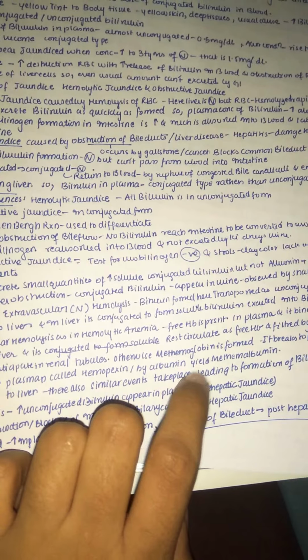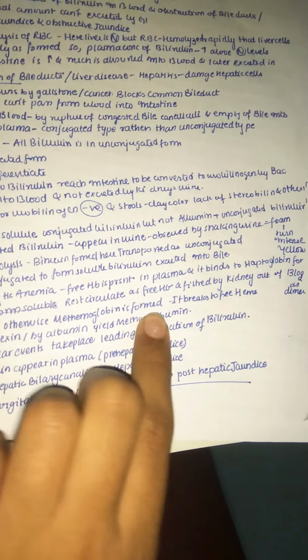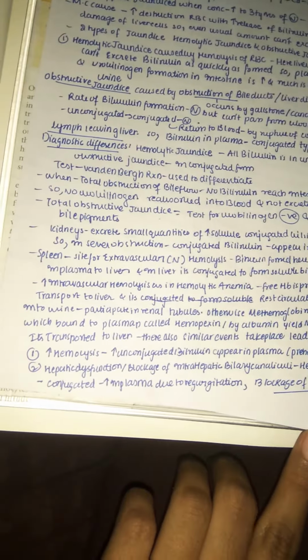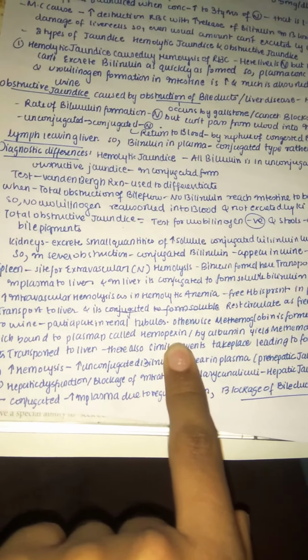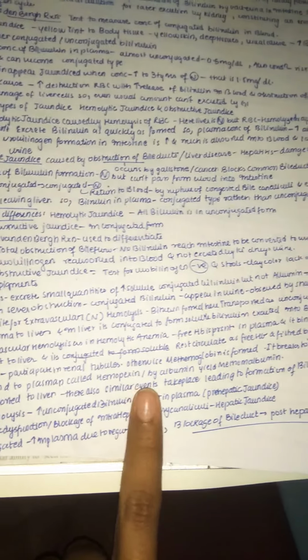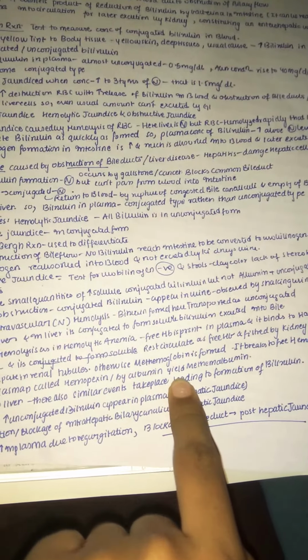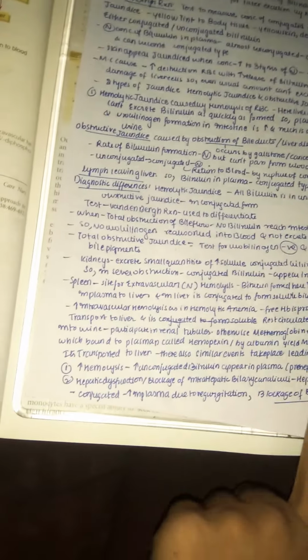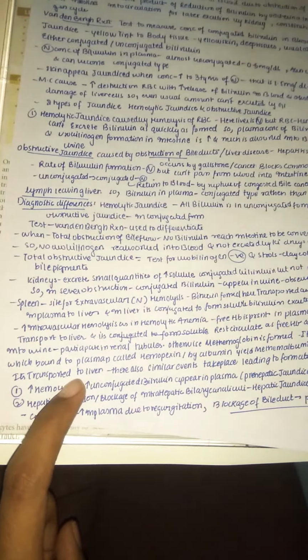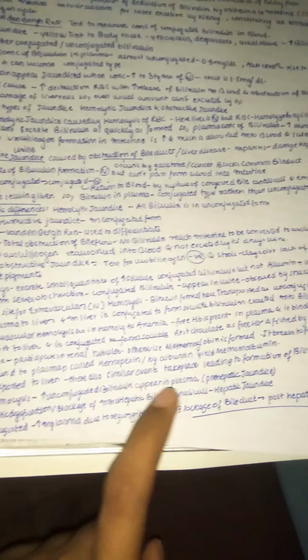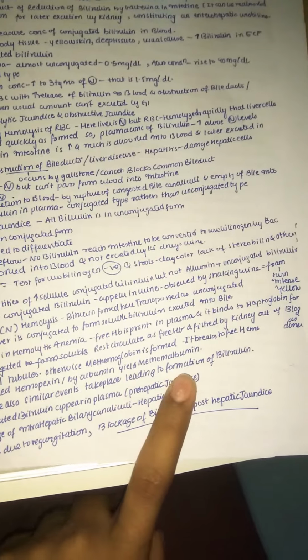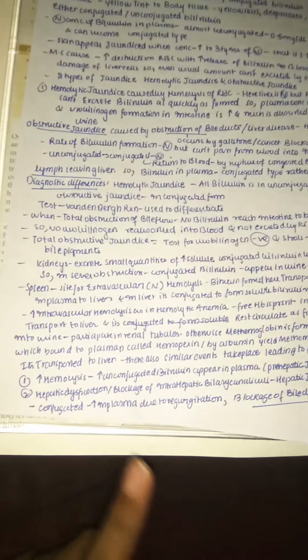Otherwise methemoglobin is formed. So we have seen this cycle, right? About this we are now explaining. Otherwise methemoglobin is formed and it breaks to free hemoglobin again, free heme again, which is bound to plasma proteins, and this is called hemopexin. So you can see here this is hemopexin, about this we are talking. So the hemopexin or albumin may form methylalbumin. So it's transported to the liver. There also similar events take place, leading to the formation of finally bilirubin.